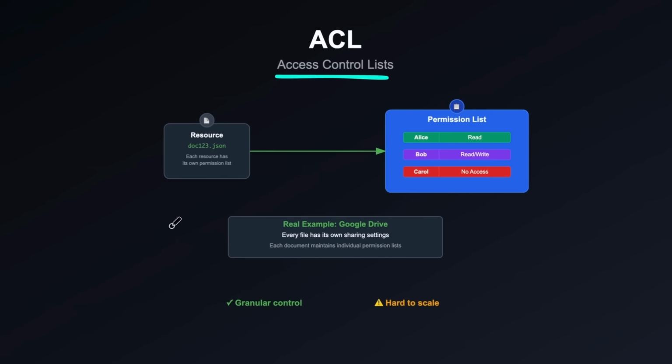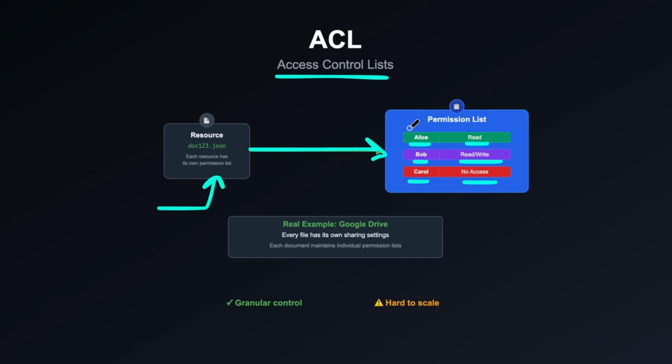Instead of providing role-based access or attribute-based access, you can have an access control list for the specific resource. Let's say you have a resource like a document or a JSON file, and here you can have a permission list on which users can access this document. Like user Alice has only read access, or user Bob has both read and write access, and another user has no access to this document.